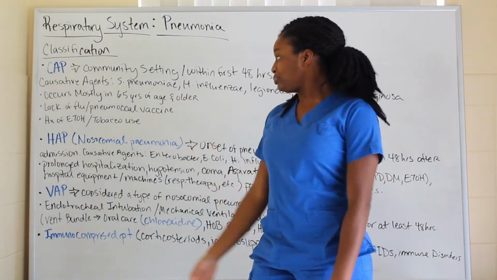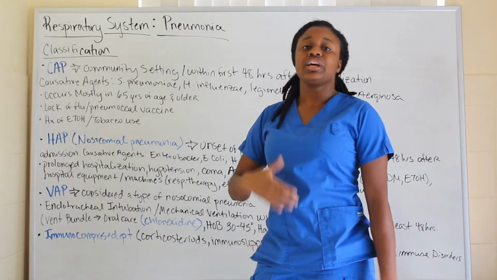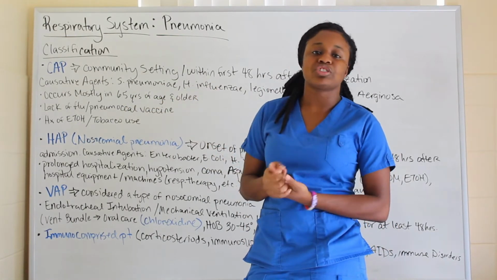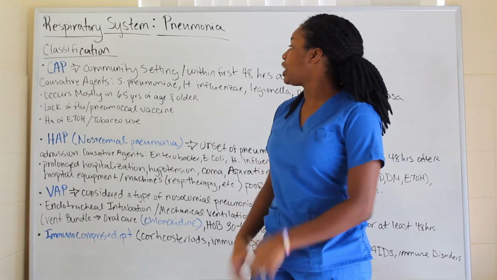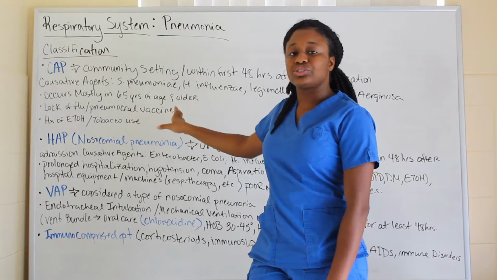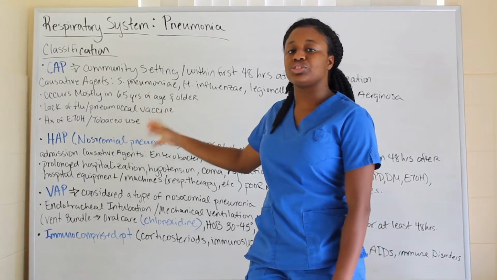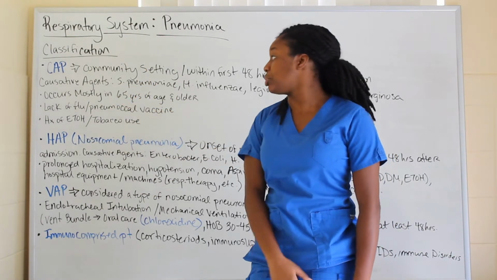Those you don't need to know as far as the causative agents. That's just there for extra information, just for those of you guys who would like to know what kind of bacteria you would see, all right? That doesn't mean that it's not limited to other ones, but these are the more common ones that you will see with the community-acquired pneumonia, all right?